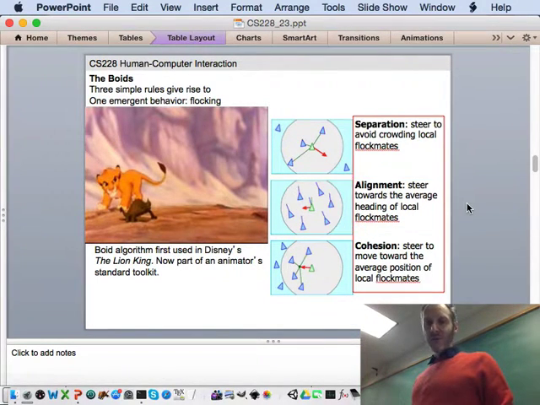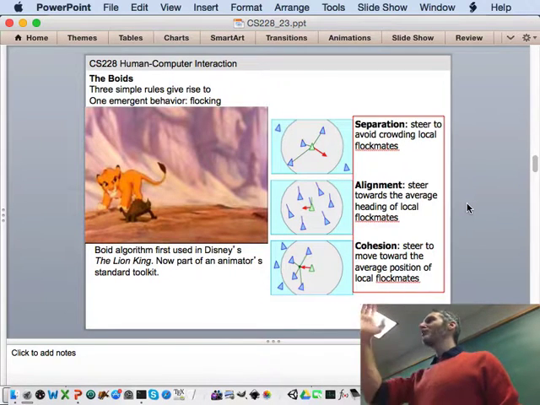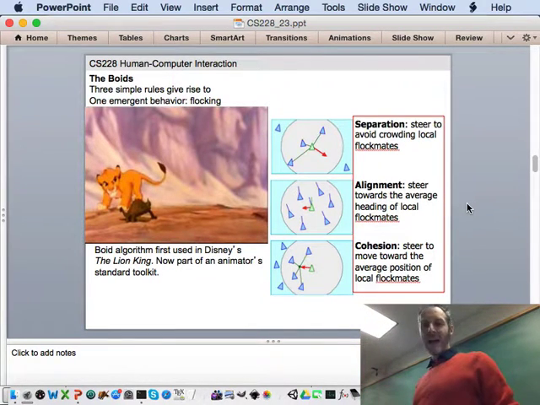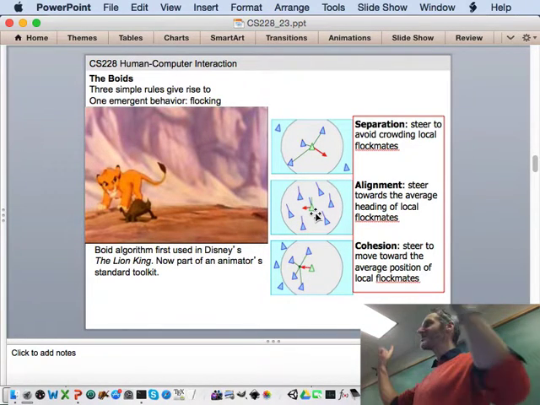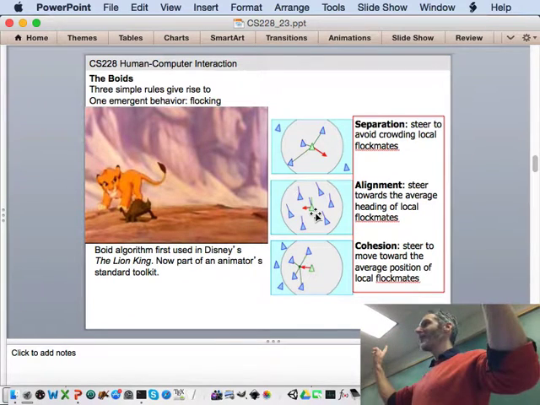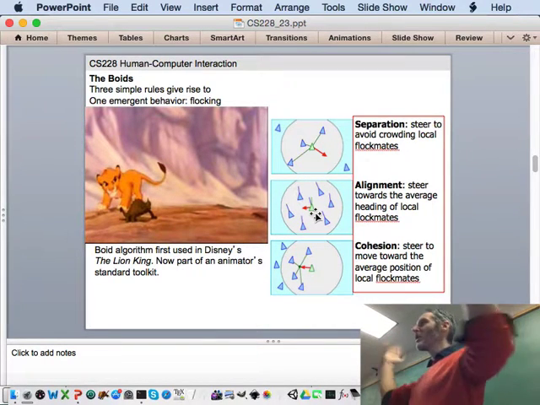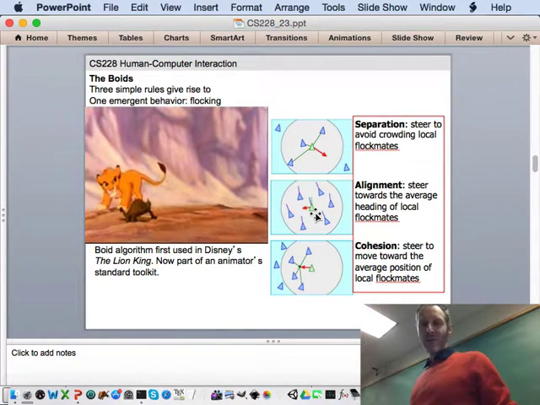The second subroutine, called alignment, is also outputting a delta or change in the heading. The alignment subroutine is looking at not the relative position of the neighbors, but their heading. So we're assuming here that the Boids can not only see the neighbors and where they are relative to itself, but also the heading of those neighbors.